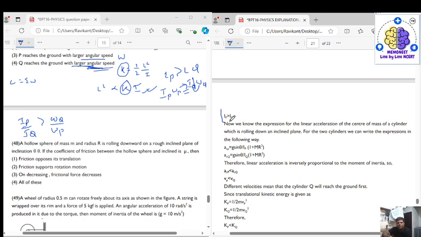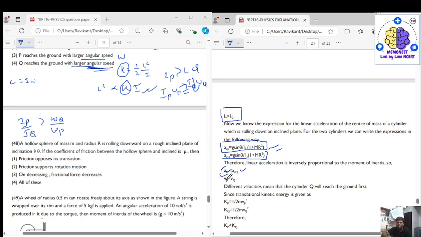So what they have written over here is, again you can see here that IP is greater than IQ, and acceleration is being given by the formula: acceleration of P is equal to G sin theta upon IP into 1 plus mr square. Similarly, acceleration of Q is being given here. So from here we see that acceleration is inversely proportional to moment of inertia. So acceleration of P will be less than acceleration of Q, because moment of inertia of P was greater, so acceleration will be smaller.